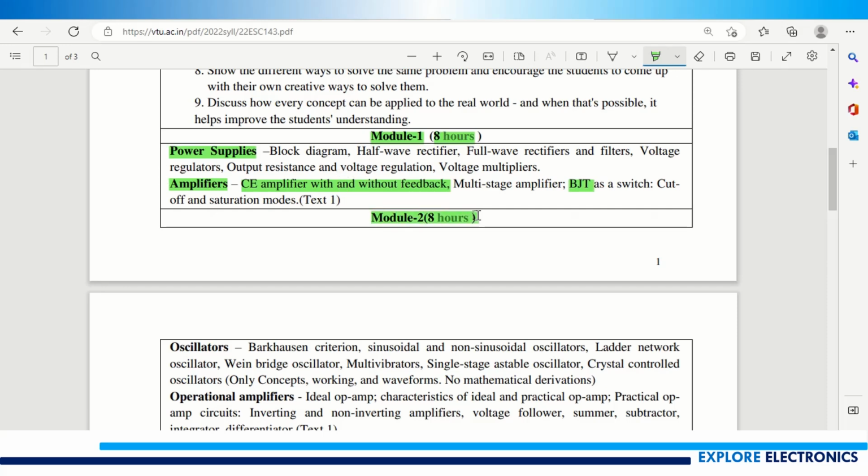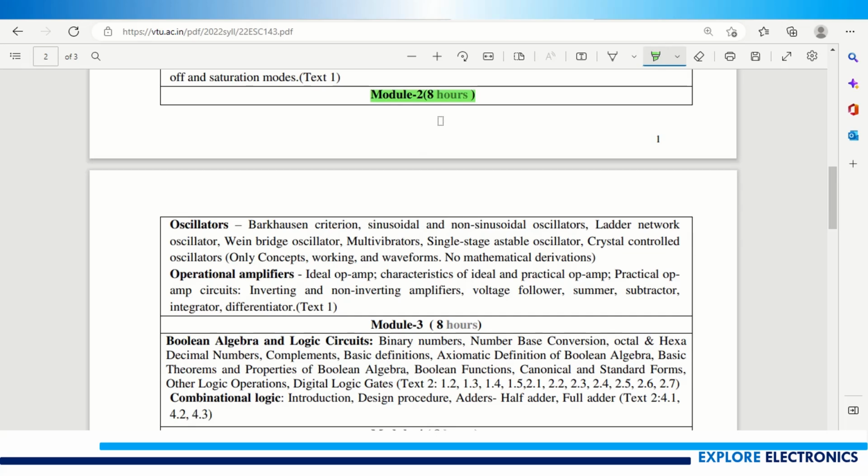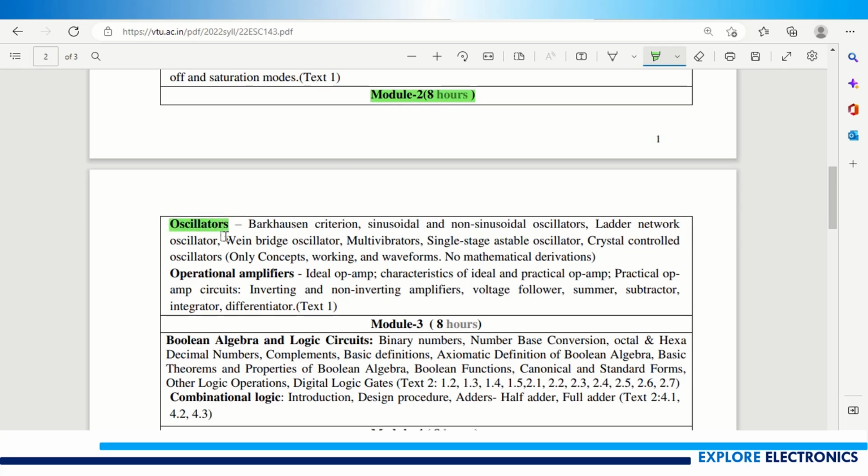Coming to module 2, again it is given 8 hours of theory class. Here oscillators and operational amplifiers are covered. Regarding oscillators, Barkhausen criteria and different types of oscillators, ladder network oscillator, Wien bridge oscillator, multivibrators, and crystal oscillator are covered. In the second chapter, operational amplifiers, the op-amp and applications like inverting, non-inverting, voltage follower, summer and subtractor are covered. This is about module 2.